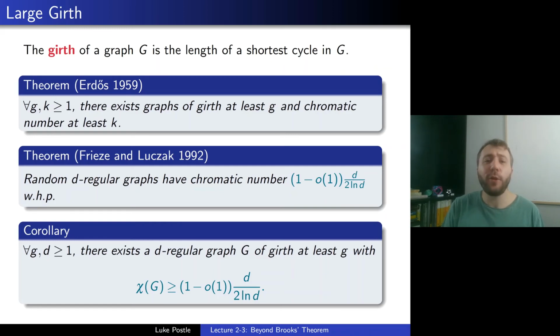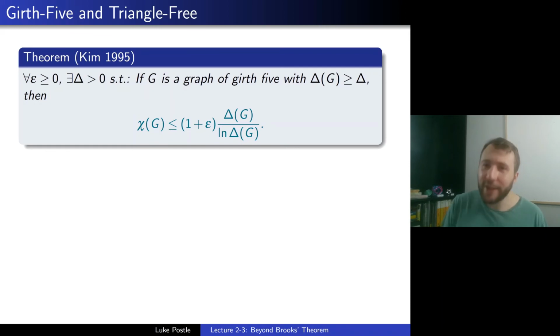So what's known on the positive side, instead of lower bounds, upper bounds? Well, this is a very nice story for girth 5, and then I'll talk about triangle-free. There's this very nice theorem of Kim from 1995. It says that for every epsilon greater than 0, there's some delta large enough so that if G is a graph of girth 5, and its maximum degree is at least that delta, then you can get chi being at most 1 plus epsilon delta over log delta. So in spirit, you can get a delta over log delta there.